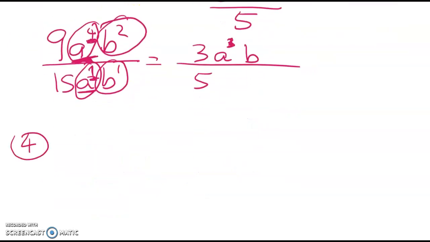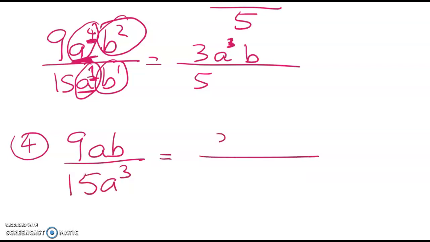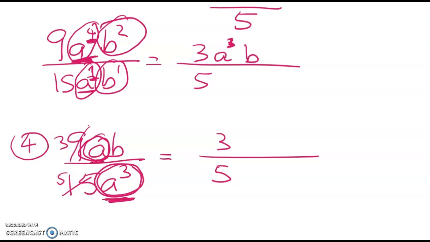On to number 4. 9ab over 15a cubed is equal to our very familiar 3/5 here. And now I've got a here and a cubed here. So you can think of this as having 3 here, and this is 1 here. So it's going to be a squared, but it's going to be a squared down here, right? The heavy part of the a's is in the denominator. And I've got a b sitting here. I've got no b's to simplify over there.